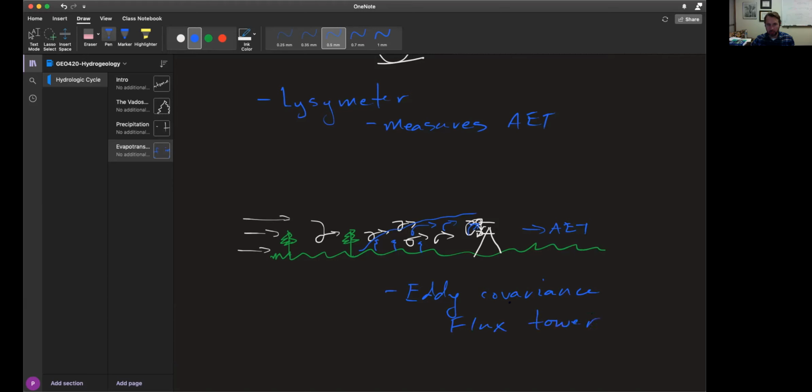All right, and it measures AET using wind speed and water vapor concentration, and at two heights, and they need to be pretty high. They need to be sort of at the level of the vegetation. And there's a whole lot that goes into this, and these things are hard to install, and the data analysis to turn it into ET is impressive, but I want you to know what they are. They are these towers, and they look at wind speed and water vapor concentration, and they get AET. All right.